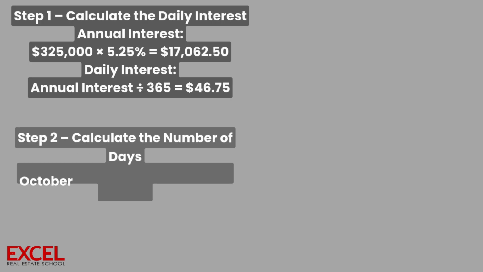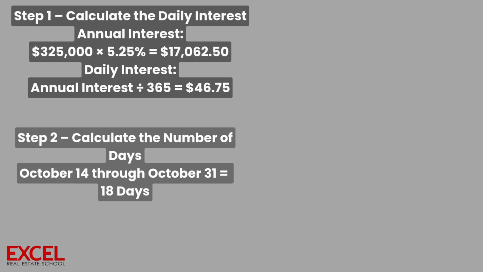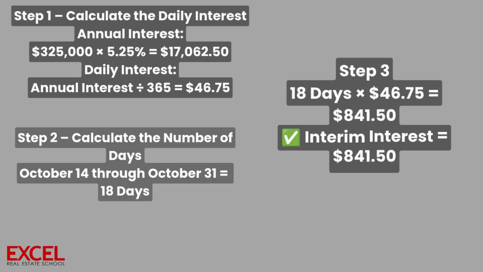Now, calculate the number of days remaining in the month. From October the 14th to October the 31st is 18 days. So now you take 18 days, multiply that by the daily interest of $46.75, and that gives you $841.50. That is your interim interest.